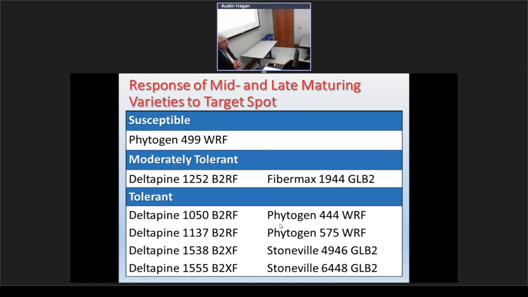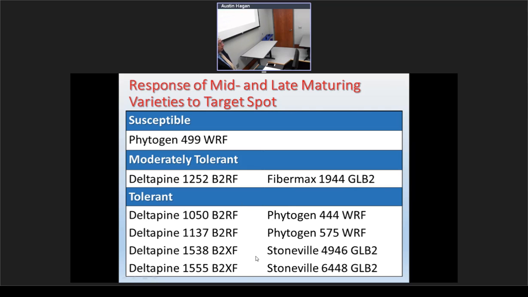Based on all the work that we've done at a couple of substations over the past few years with varieties, Phytogen 499 is the most susceptible variety that we've seen to target spot. Among other varieties that generally look good, but where we can see yield response due to fungicide inputs, it would be Delta Pine 1252 and Fiberbax 1944. And then varieties that we very rarely see a response to fungicides, simply because the level of defoliation doesn't seem to reach the point where we have significant yield loss, are these other 8 varieties.